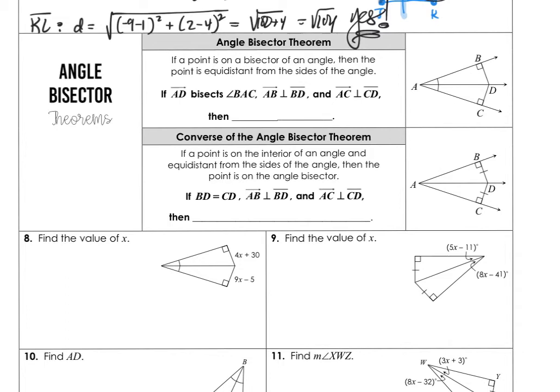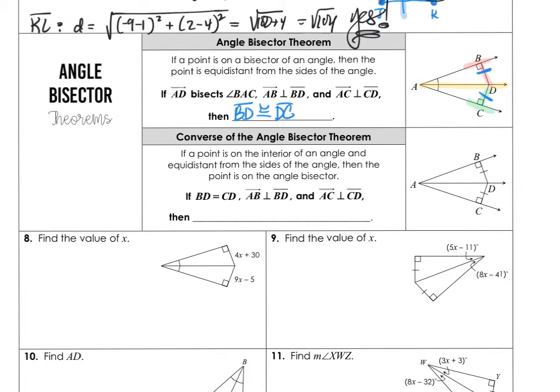Given, we know that AD bisects angle BAC, and we know that AB is perpendicular to BD and DC is perpendicular to AC. If that is true, obviously it is because it's given, then we can conclude that BD is congruent to DC.